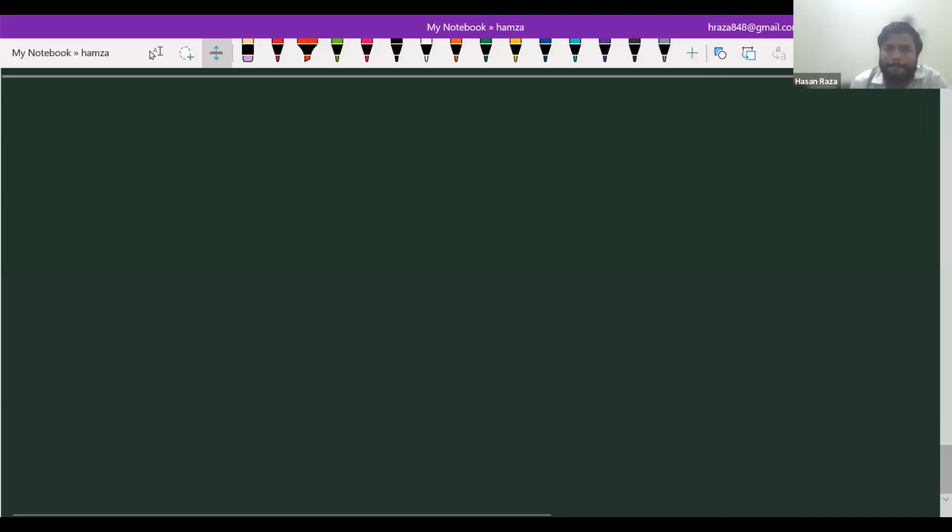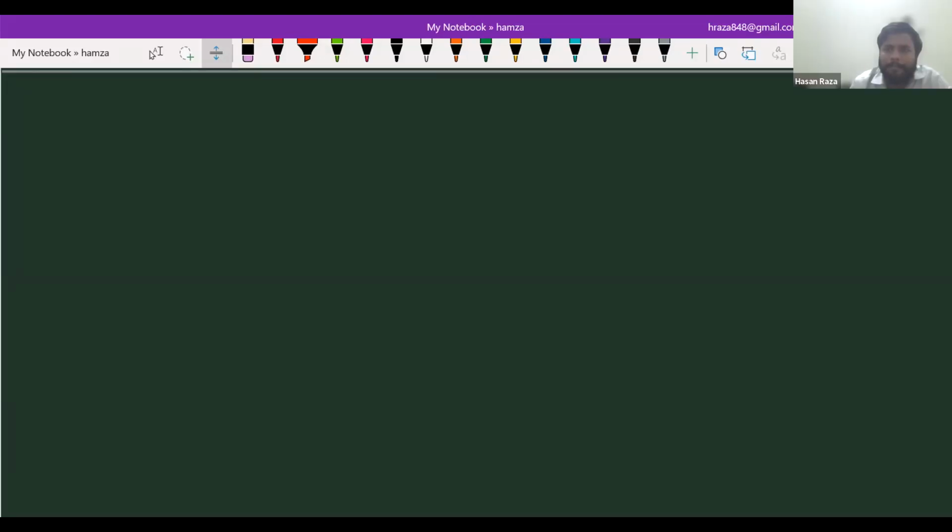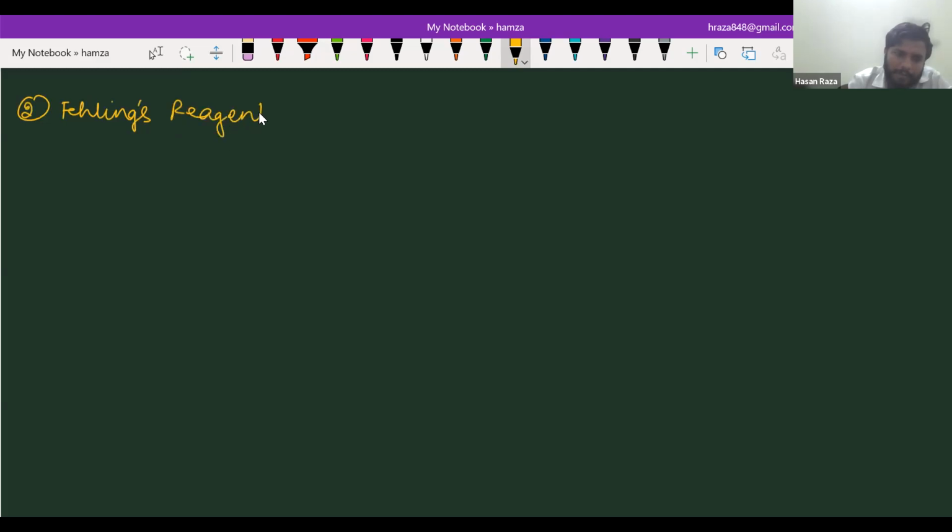Now see. The next reagent is Fehling's reagent. Now, what is this Fehling's reagent? Basically, we have two containers, which we call Fehling A and Fehling B.